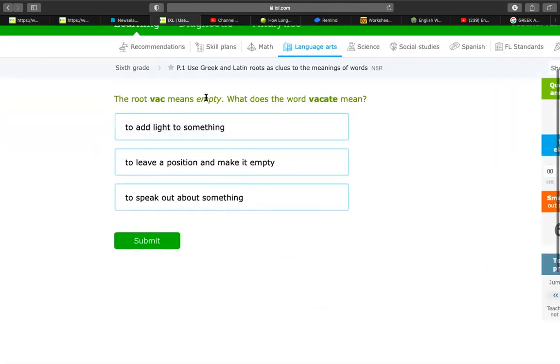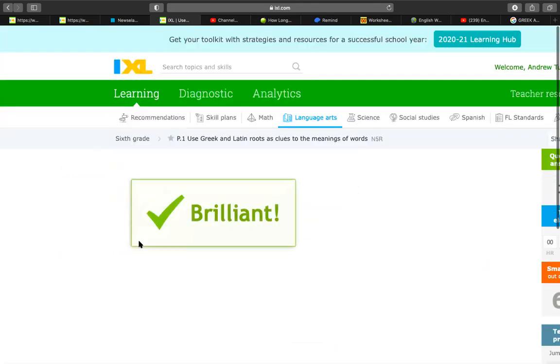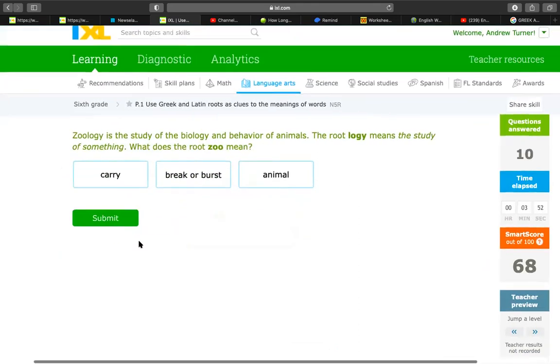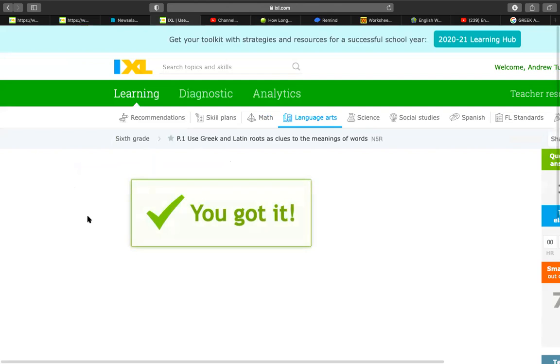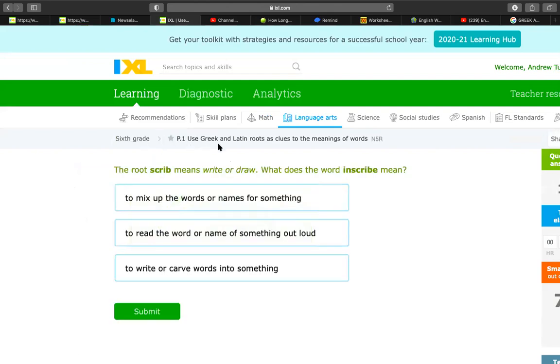Vac means empty. Vacate means to leave a position and make it empty. Leave. Very good. Zoology is the study of the biology and behavior of animals. The root ology means study of something. What does zoo mean? Animal. Very good.